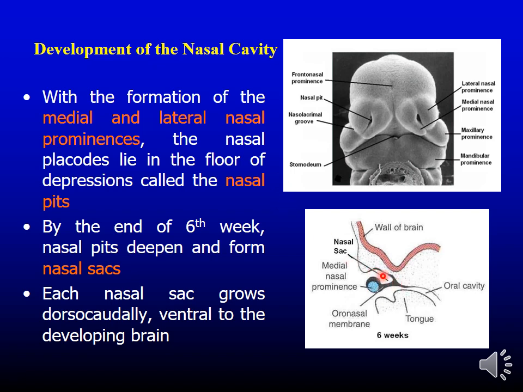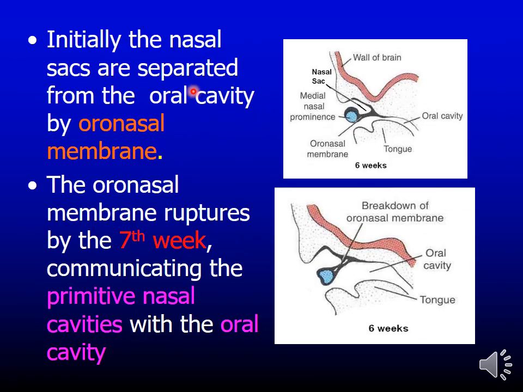This also shows the nasal sac. Initially, the nasal sacs are separated from the oral cavity by the oronasal membrane. This membrane, as you can see, separates the nasal sacs from the oral cavity. The oronasal membrane ruptures by the 7th week, communicating the primitive nasal cavity with the oral cavity.